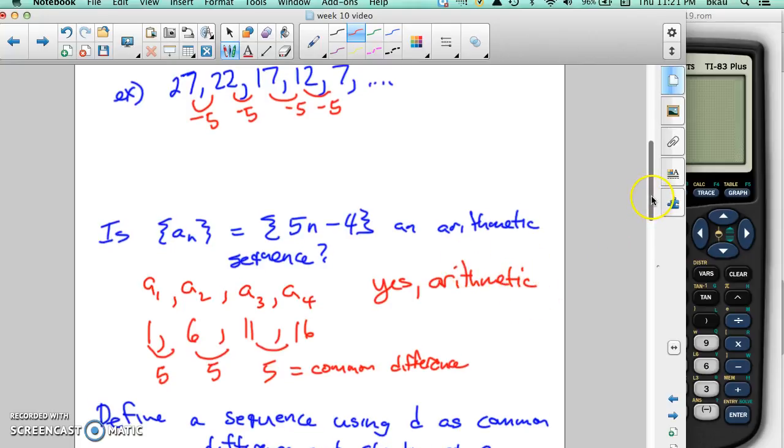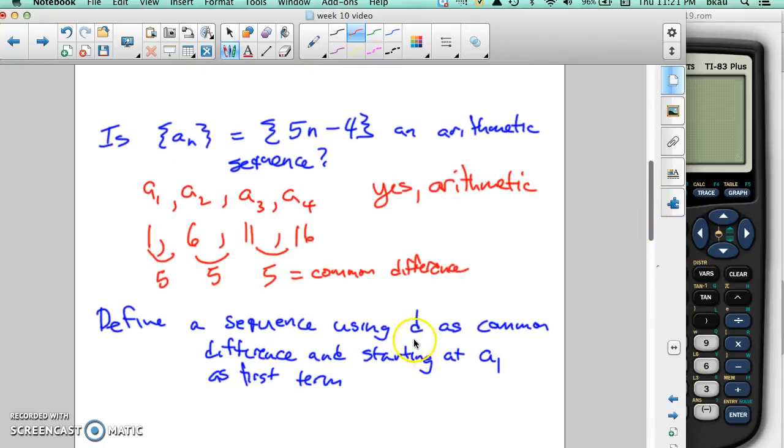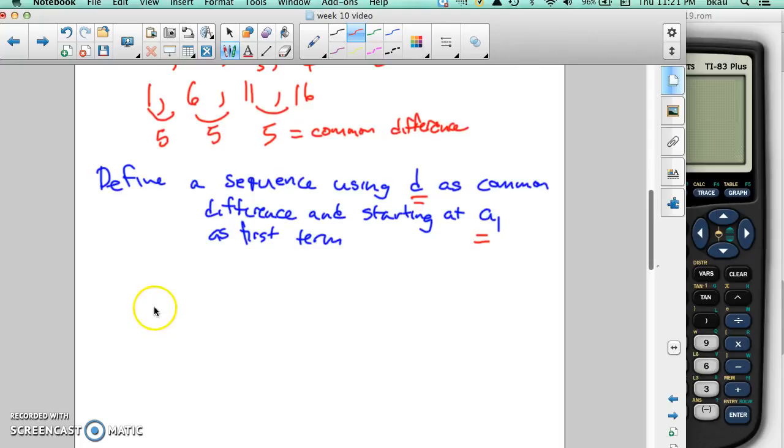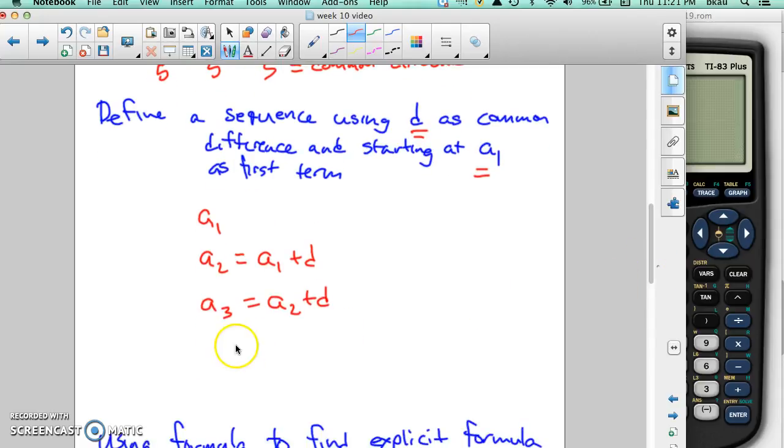Now we're going to try to define our sequence in terms of the common difference using D as our common difference and A1 as our first term. So we're going to try to define a sequence that way so that we can come up with a generalized formula for this. We're going to start off with A1. A2 is going to be A1 plus the difference. A3 is going to be A2 plus the difference. It's just adding the difference each time. A4 is going to be A3 plus the difference. And then we're going to want to go down to A sub n and see what that one is.